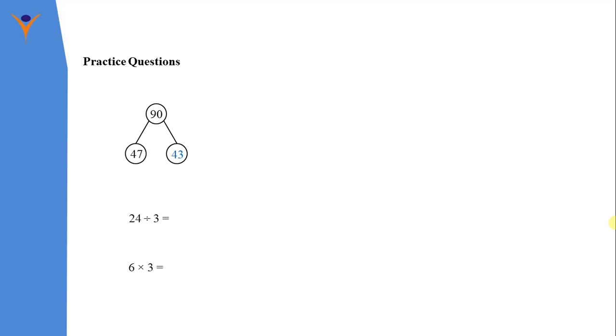In the second one, 24 divided by 3 is equal to 8. And then in the last one, 6 times 3 equals 18. Did you get them all correctly? Congratulations if you did. Let's learn.